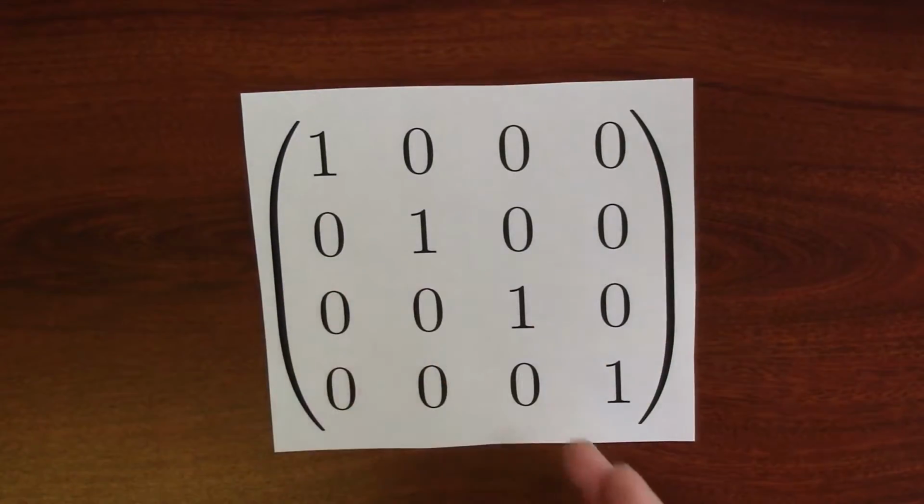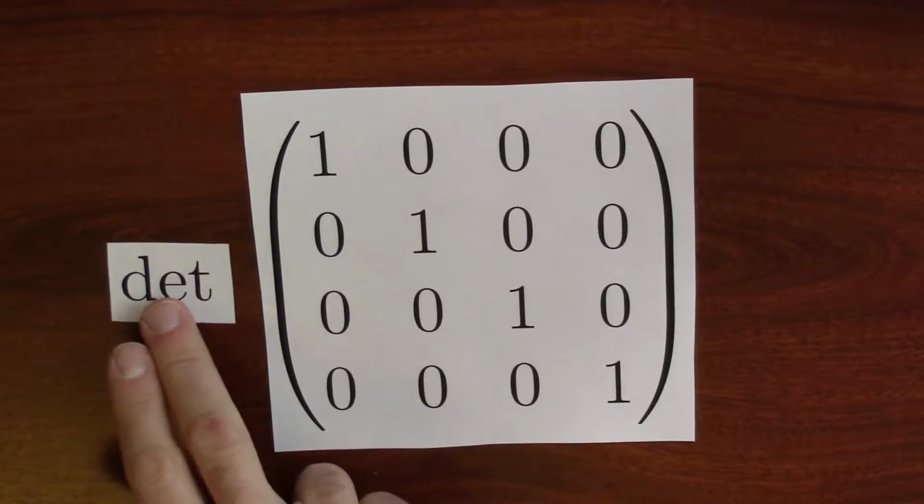What is the determinant of the identity matrix? I want to compute a specific determinant. Well, here's a 4 by 4 identity matrix, and I want to compute its determinant. And we know what the answer is supposed to be.